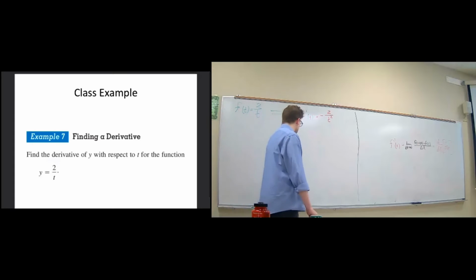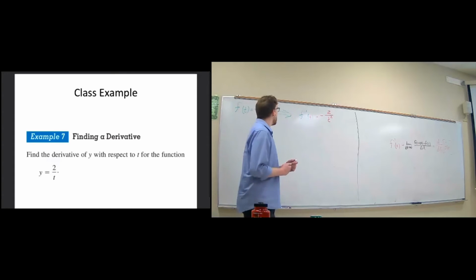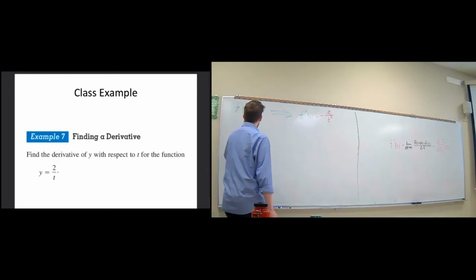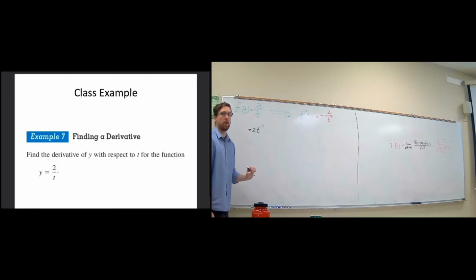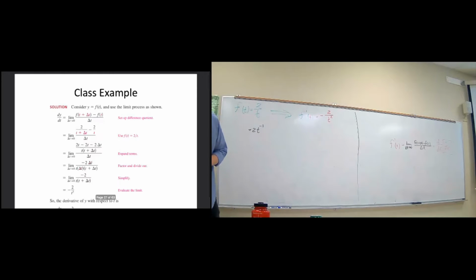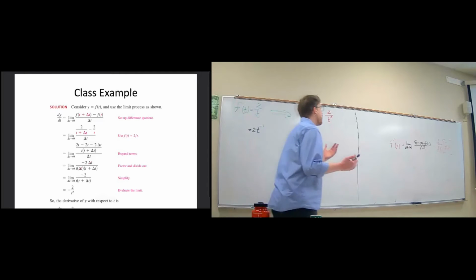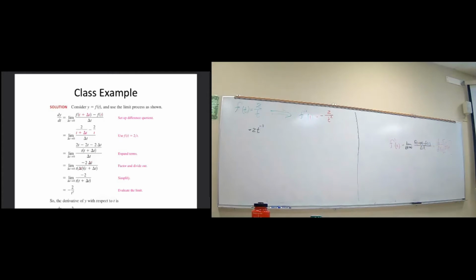Okay, pro tip. One thing that'll help right away. Rewrite this as 2 times t to the negative first power. Rewriting these terms will oftentimes be one of the big keys to helping us solve these problems. Now, I'm going to go ahead and show the method for solving this. They don't rewrite it as t to the negative first. I think it's easier to work this out rewriting it, but looking at the solution.